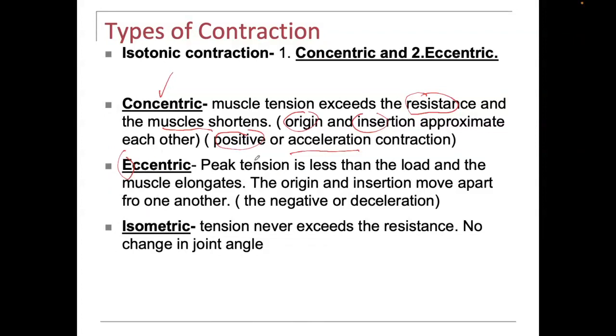Eccentric with the E is when peak tension is less than the load and the muscle elongates. This is when the origin and insertion move further apart from one another, and that's called the negative contraction or the deceleratory phase. Isometric is when the tension never exceeds the resistance, so there's no change in the joint angle at all. That would be like pushing against a parked car. Okay, there's no change.